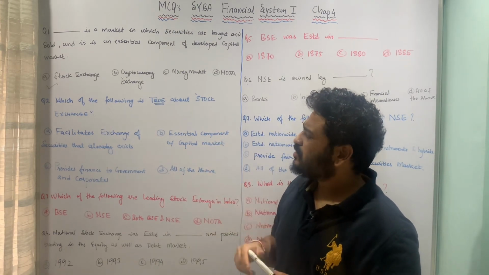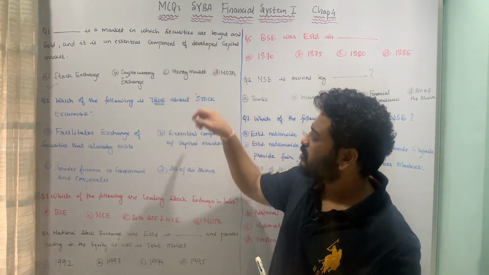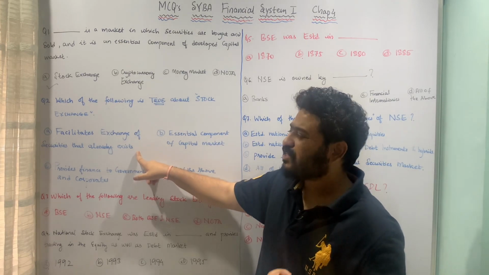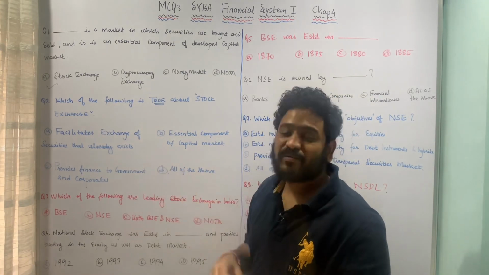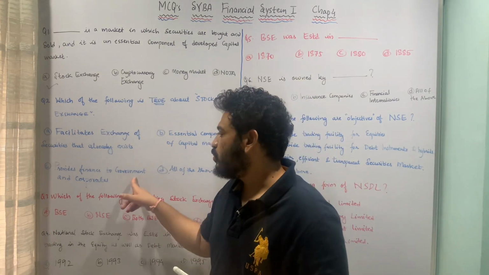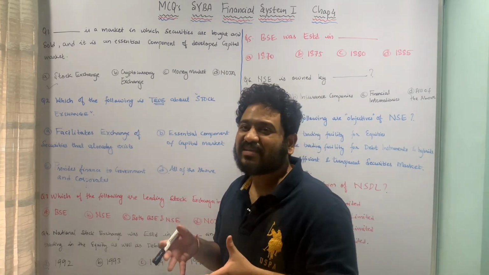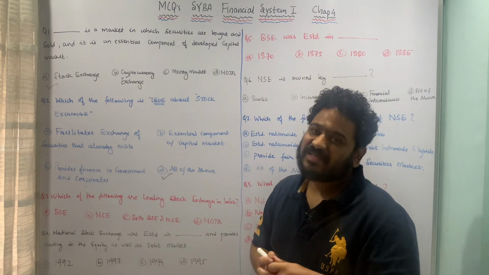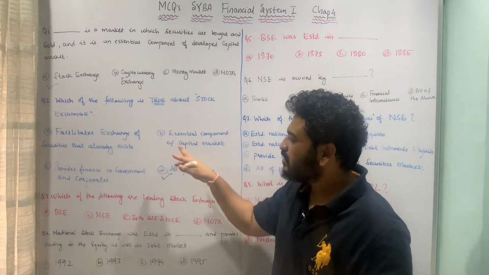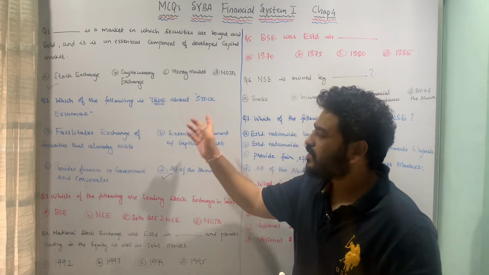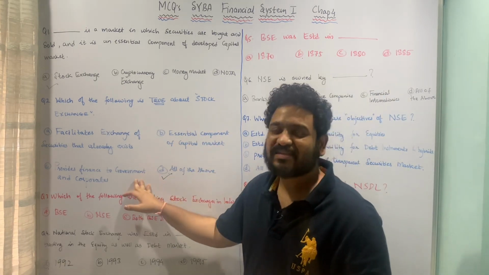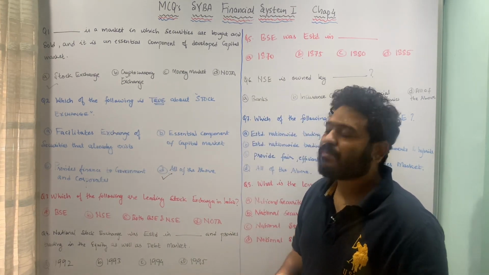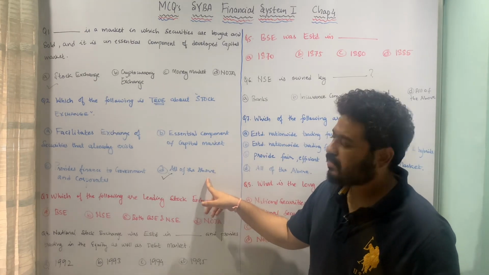Here, if we look at stock exchanges, it is obviously an essential component of the capital market. It does facilitate trade with respect to exchange of securities that already exist, and it also provides some finance to both governments and corporates, because securities are usually traded on the stock exchange. Therefore, all of the above, option D, is the correct answer. That means all three things are true with respect to stock exchanges.